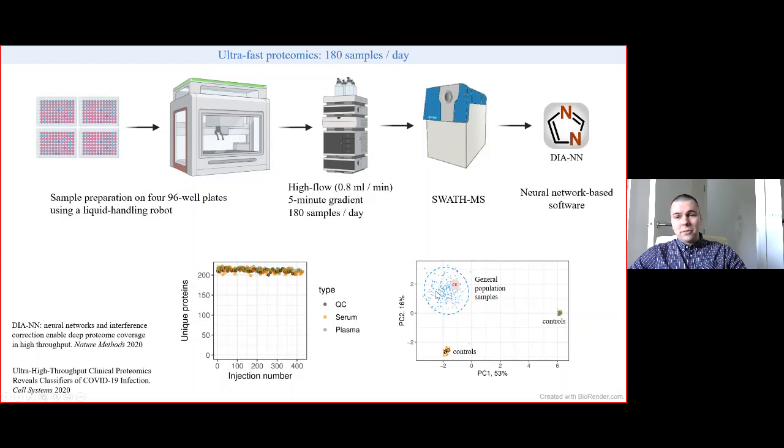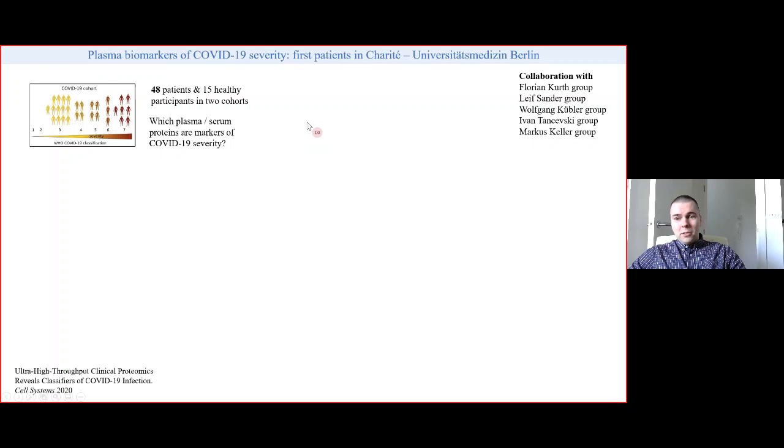So in the spring, we got access to plasma and serum samples from the very first patients admitted to Charité Hospital in Berlin with coronavirus, and we used this workflow to profile these samples. It was quite a small cohort, 48 patients at different severity grades. Severity ranged from WHO3, where the patient is hospitalized but has no need for extra oxygen support, to WHO7, which means invasive mechanical ventilation and additional organ support, so very severe patients. We asked whether we are able to characterize the phenotype by just looking at the proteomes. So can we identify biomarkers of severity this way?